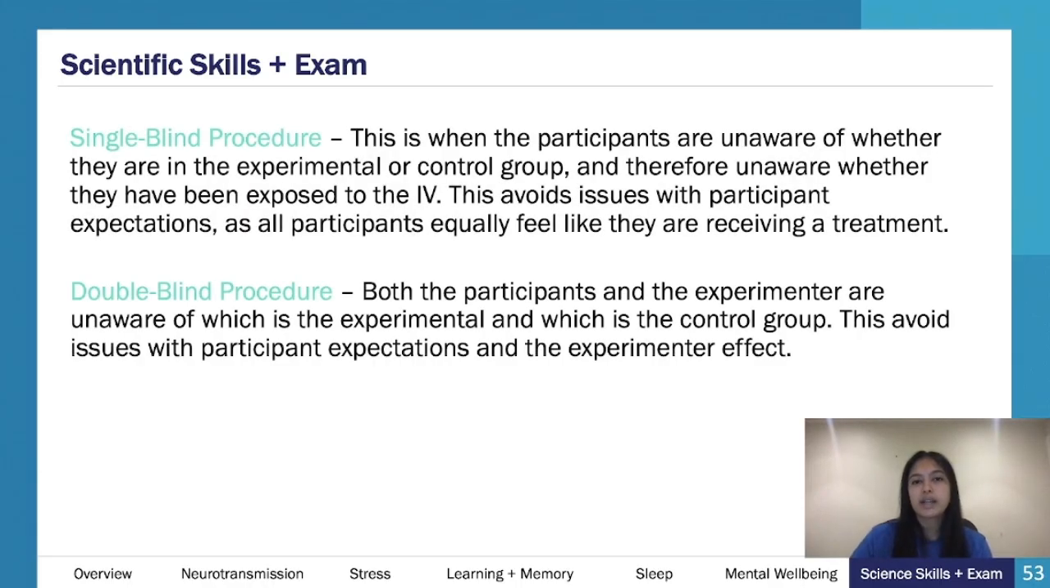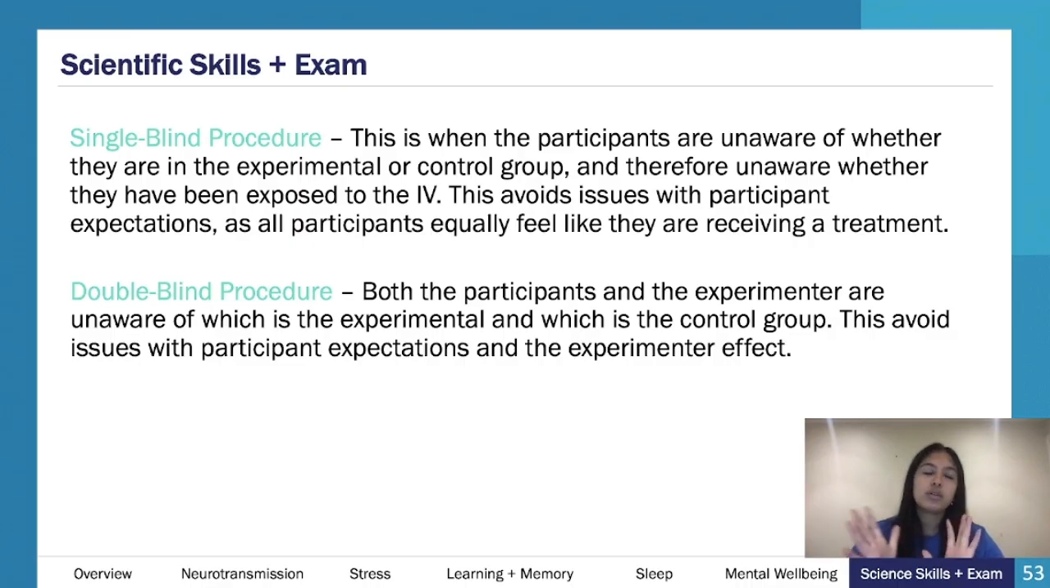Your single blind and your double blind. So your double blind is the goal in which your participants and your experimenter don't know what condition they're in. They don't know whether they're in the control group or the experimental group. And again, that can diminish participant expectations. It can diminish the bias that both participants and the experimenter may have if they know what group they're in.